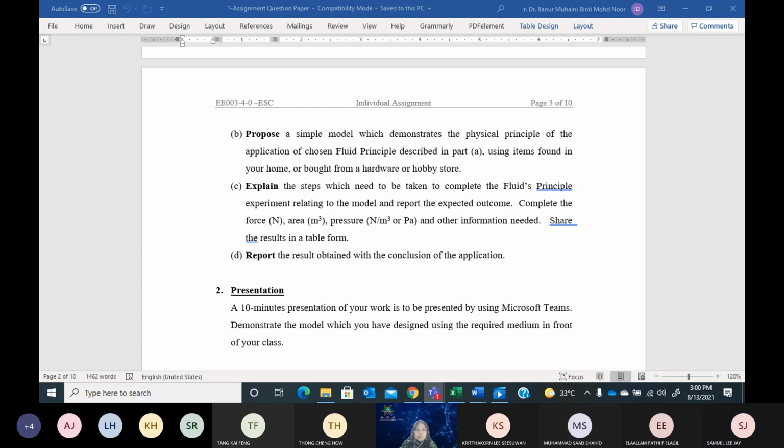So when he wants to demonstrate, last time you can go to the lab. In APU's lab, there is a workshop downstairs, at the parking area.